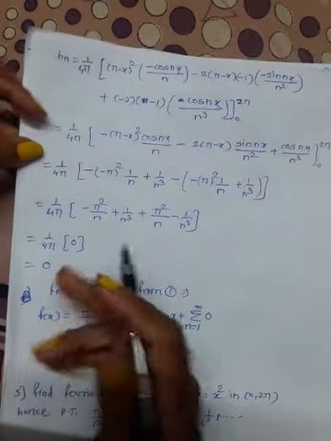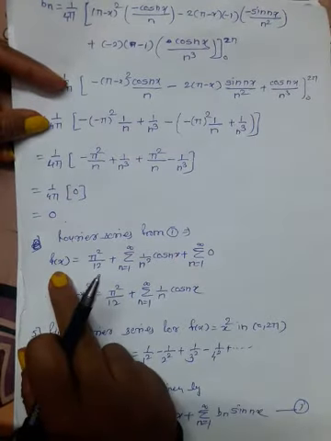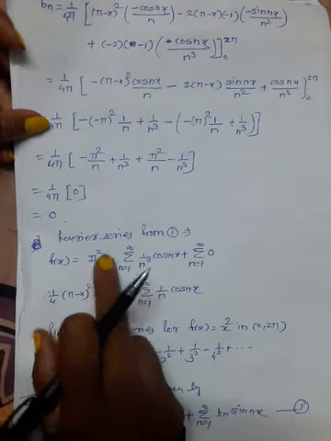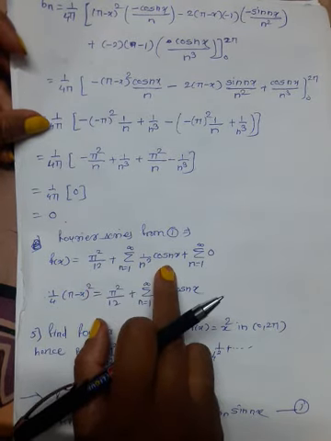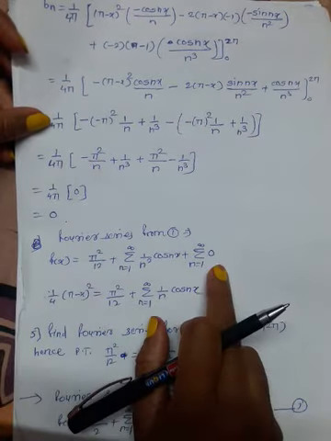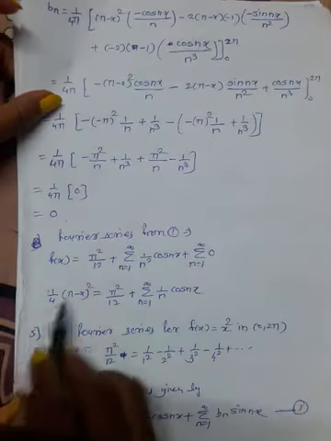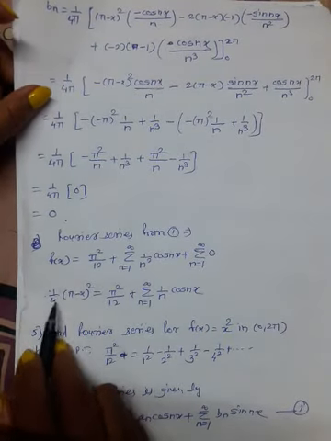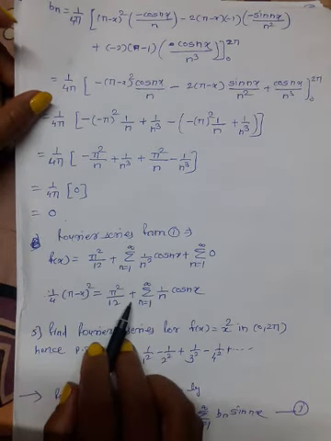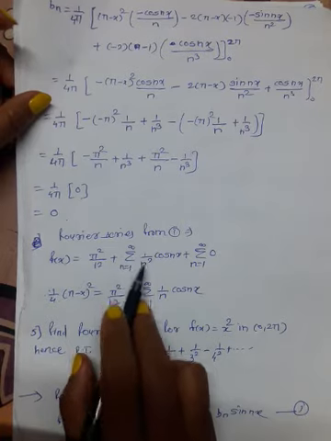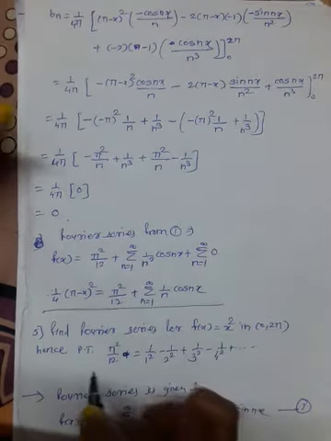Therefore put the value of a naught, an and bn in the original Fourier series equation 1. We get f(x) is equal to a naught by 2, that is pi square by 12, plus summation an, 1 upon n square cos nx, plus bn is 0. You need not write 0 here also. Therefore the function value, 1 upon 4 (pi minus x) square, is pi square by 12 plus summation over n 1 to infinity 1 upon n square cos nx. This is the final answer for the Fourier series of f(x).